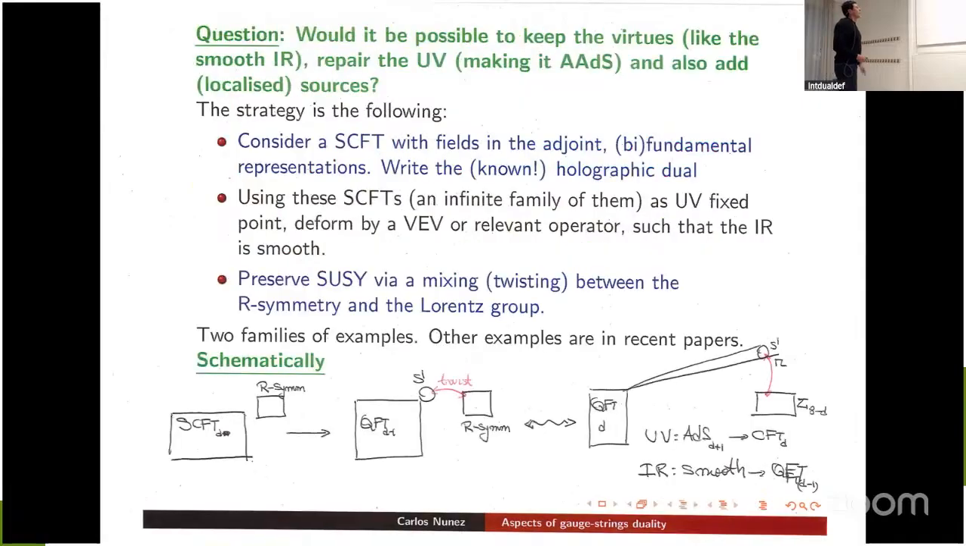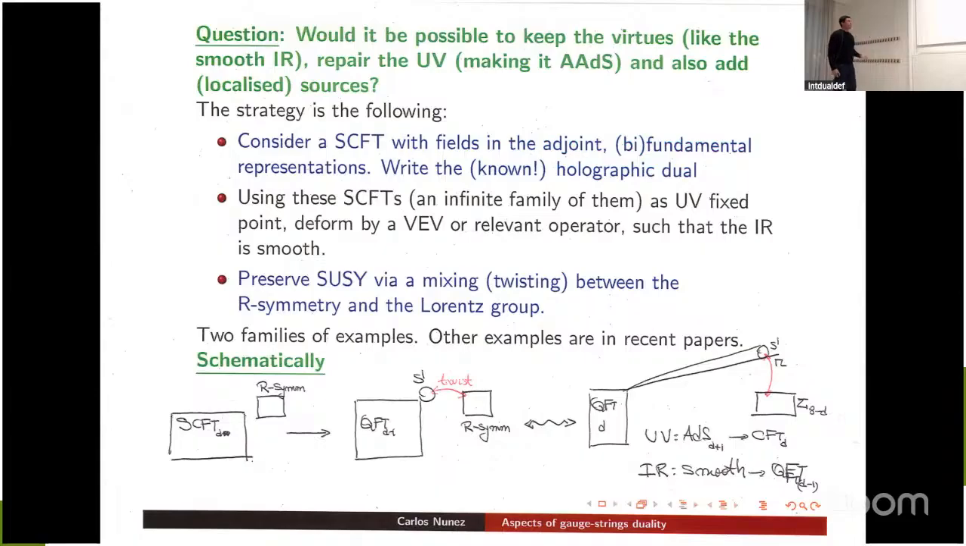The main question that drives this talk is whether it could be possible to keep the virtues of these previous setups, right? The smooth IR, for example, repair the problems, repair the UV, making it asymptotically anti de Sitter, then allowing the possibility to calculate many things, and also add many flavors into the problem. The answer is in the positive. I will tell you precisely in a while where you pay the technical price to do that. But let me tell you first what's the idea here.